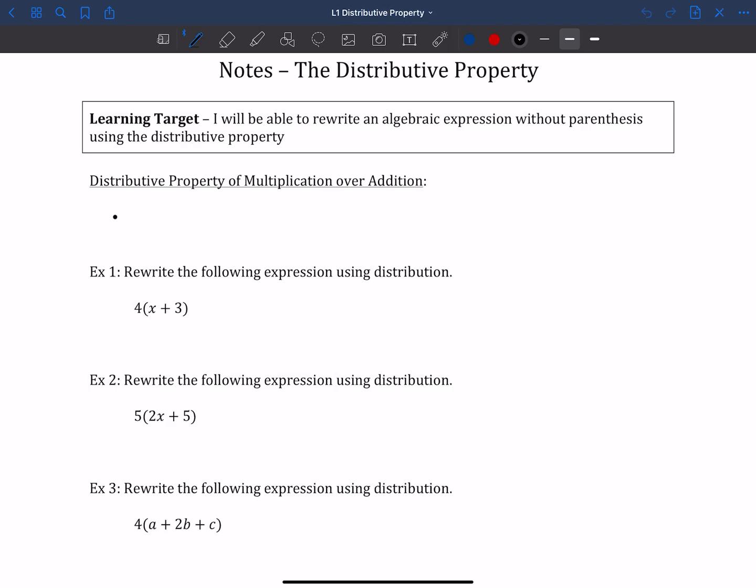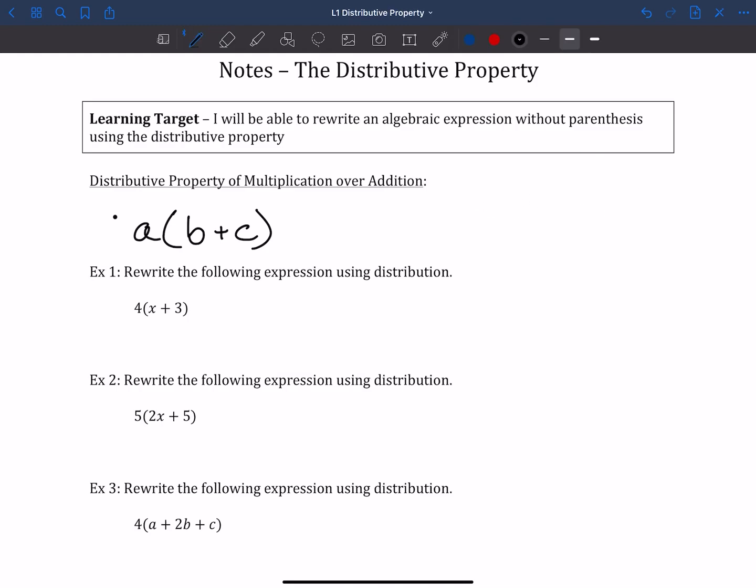So we have the distributive property of multiplication over addition, right? What that means is that if I ever have a problem that looks something like this, A, B, and C might be numbers, they might be variables, B could be the same thing as 4x in a given problem. We won't really know until we get into the problem itself.